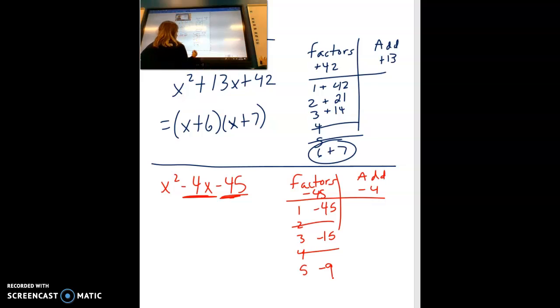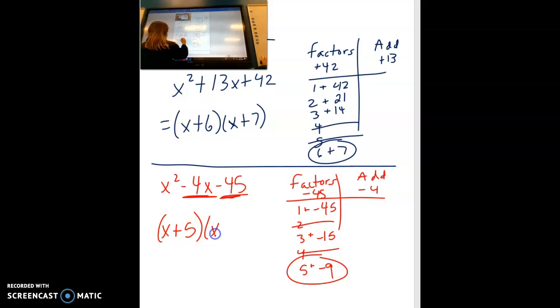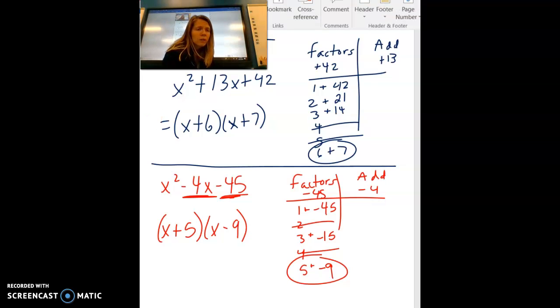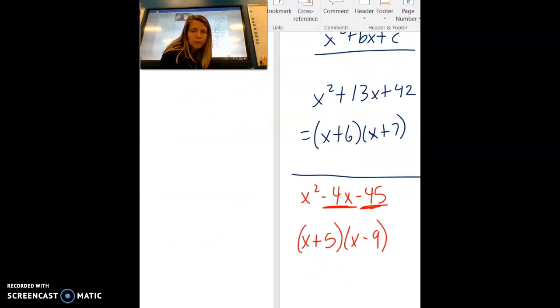So now when I check my list and add these together, which ones add to negative 4? Well, it happens to be on my list. 5 and negative 9 do, so I'm able to quickly factor this as x plus 5, x minus 9. Okay, and so I will go over one more problem.